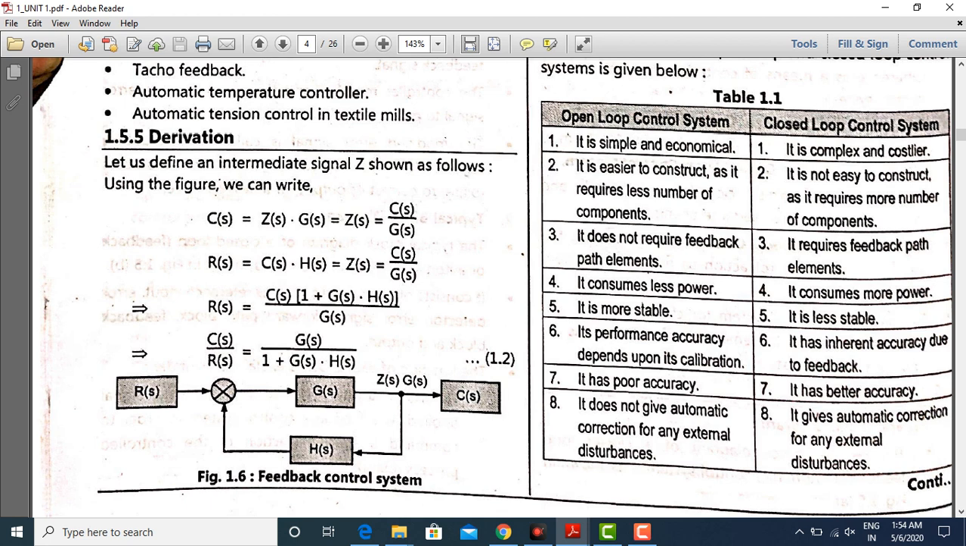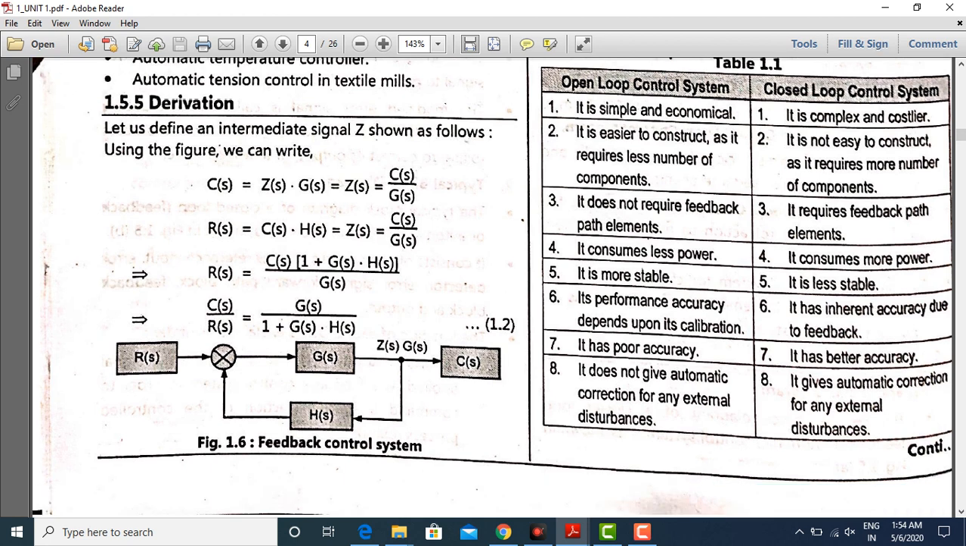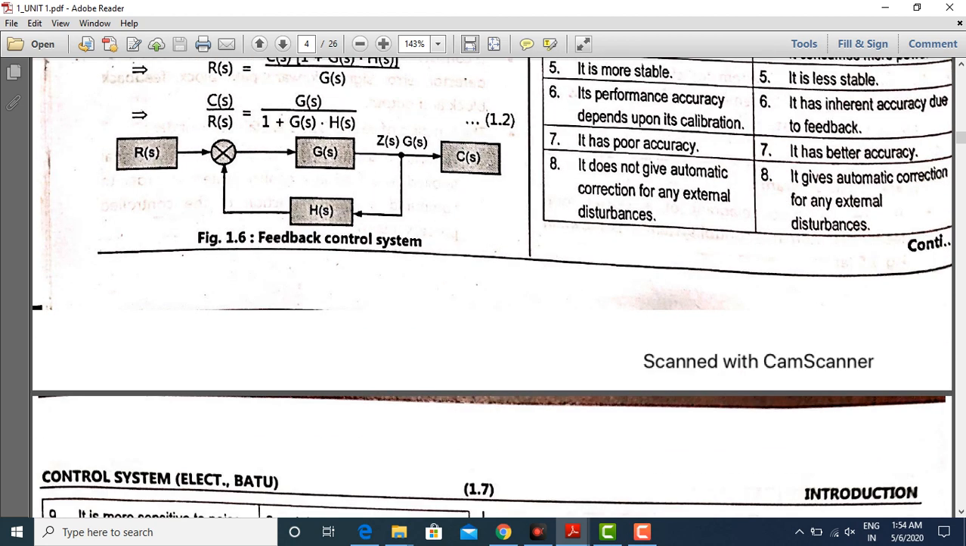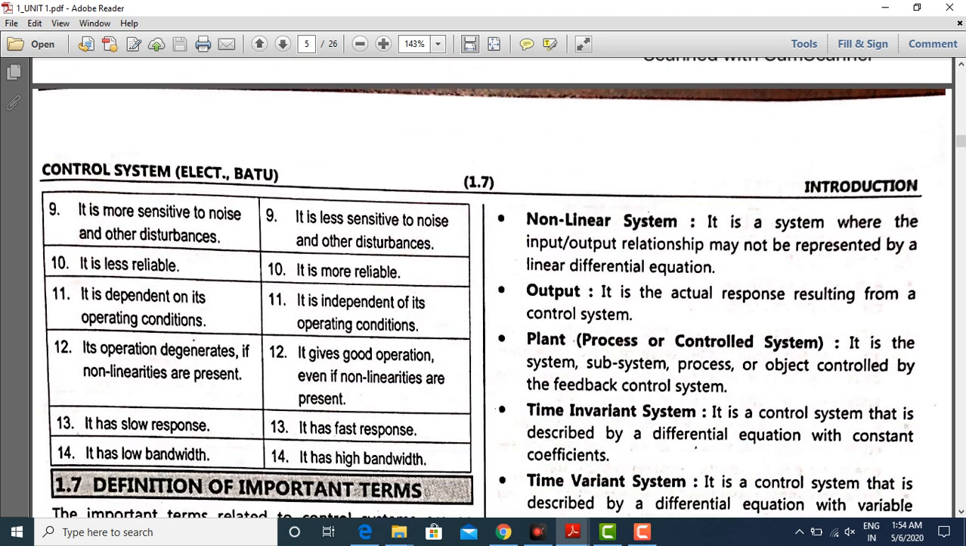Eighth point, open loop does not give automatic correction for any external disturbances. Closed loop gives automatic correction for external disturbances because feedback is present. Ninth point, open loop is more sensitive to noise and other disturbances. Closed loop is less sensitive to noise and other disturbances.